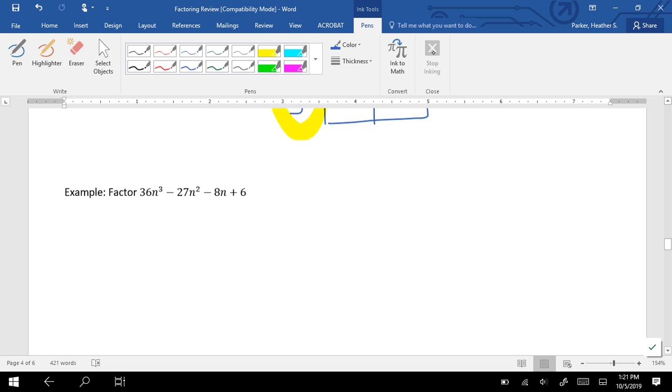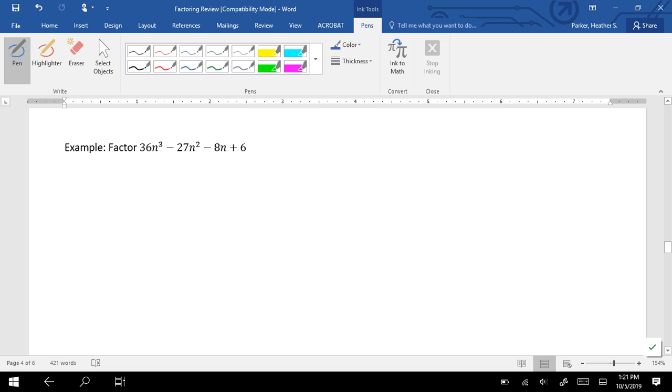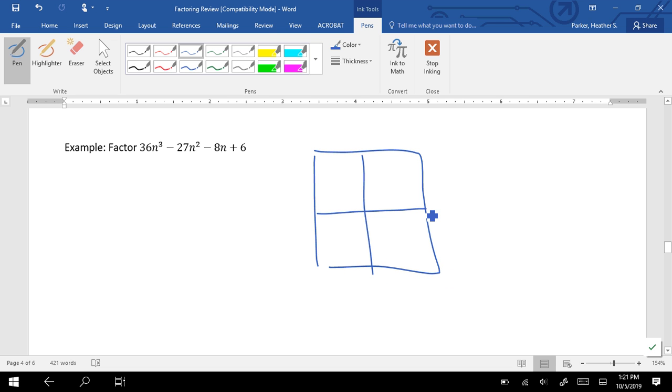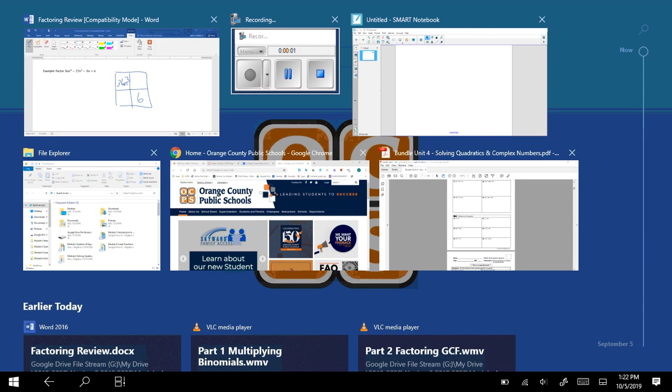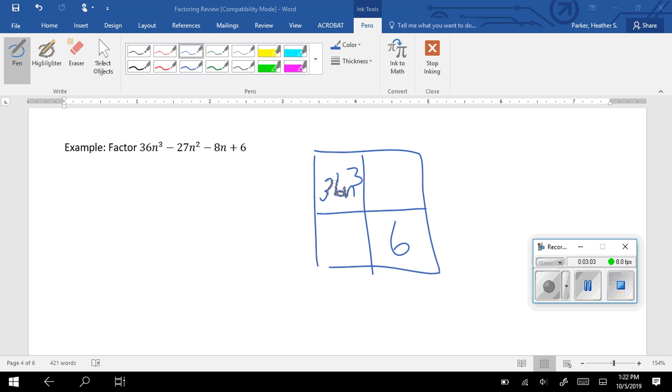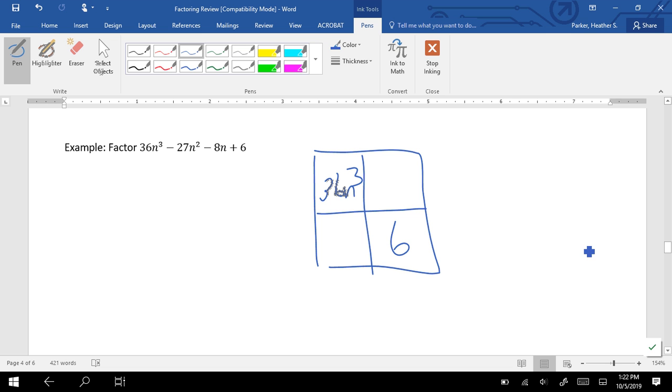Let's take a look at our second example. Again, 4 terms here. So I'm going to go ahead and draw the box. First term needs to go in the first box. Last term needs to go in the last. And then I'm going to put the 2 middle terms. Again, it doesn't matter which one goes where. 27n squared, negative 8n. And then GCF of each row, each column.